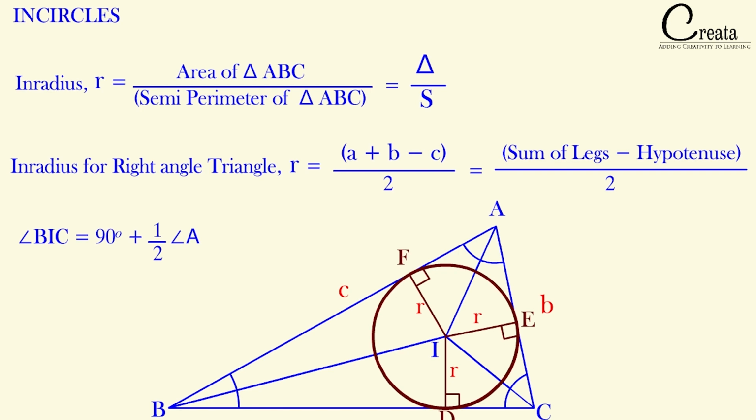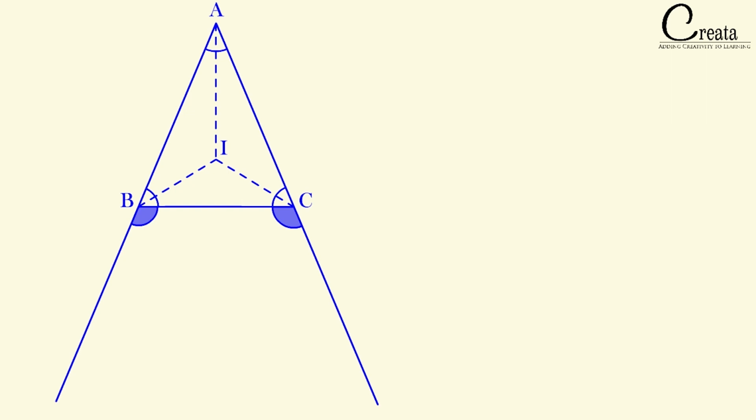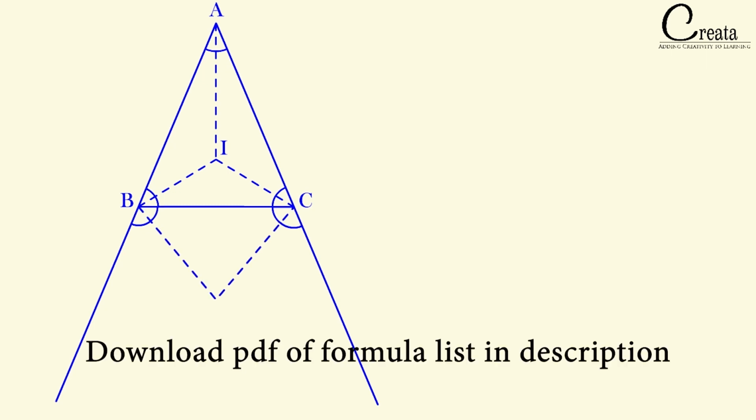Now moving to the next fundamental, that is excircles. Let's check a triangle ABC. Till now we have covered the internal angle bisectors, the angle bisectors which are inside the triangle. Now we will cover the angle bisector of the exterior angle of the triangle. Let's extend the sides AB and AC for this triangle. Here these two angles are the exterior angles for this triangle. Let's bisect both of these angles. These two are the exterior angle bisectors.